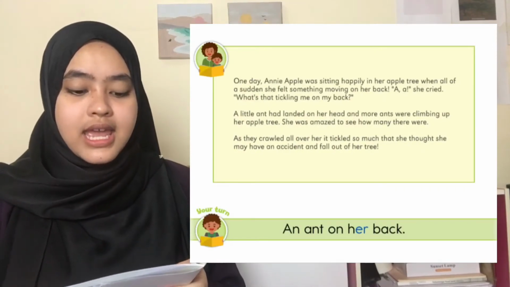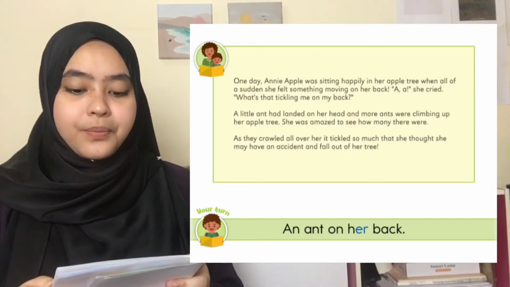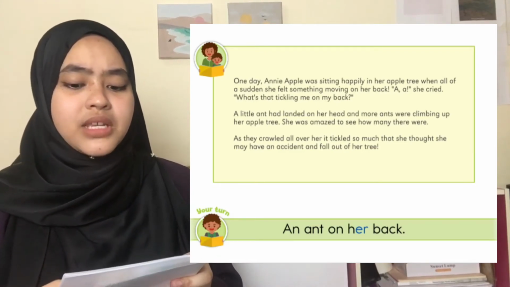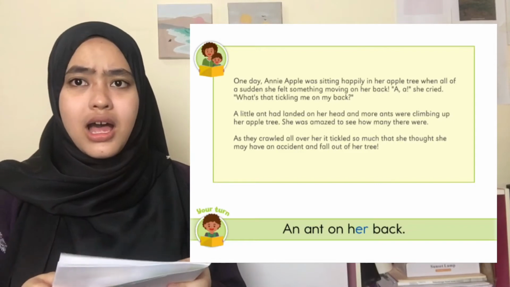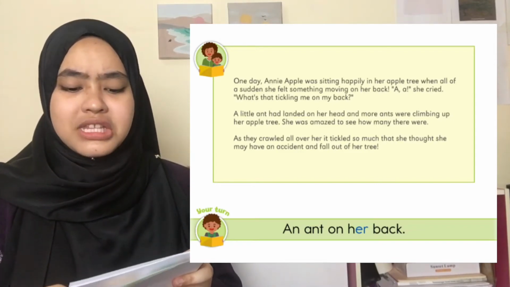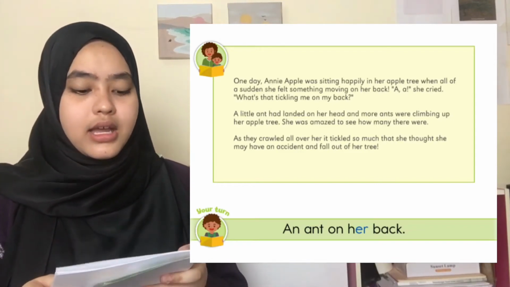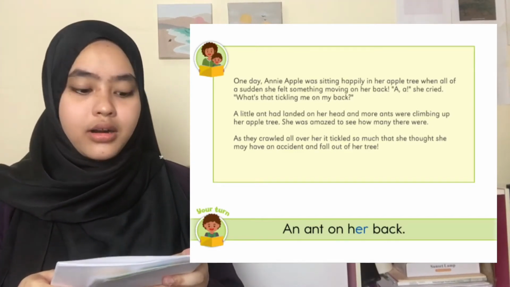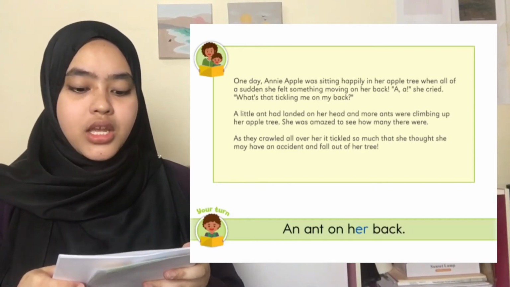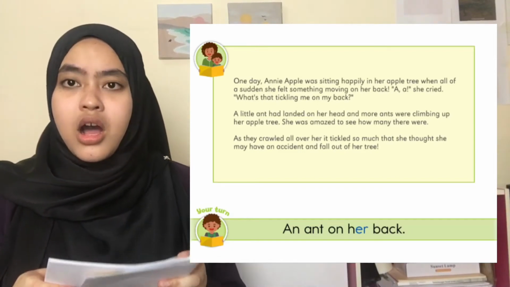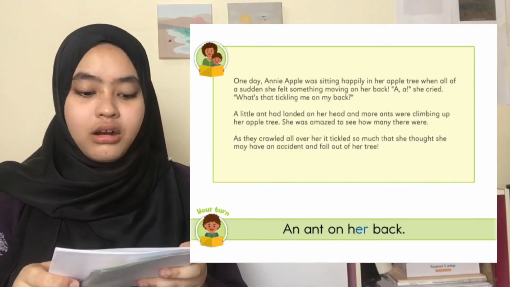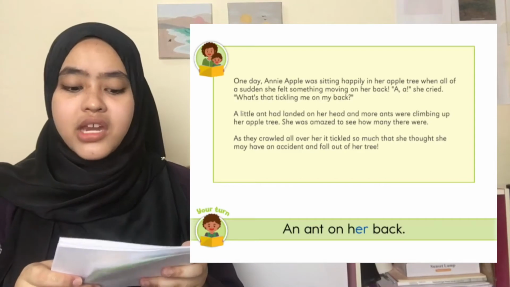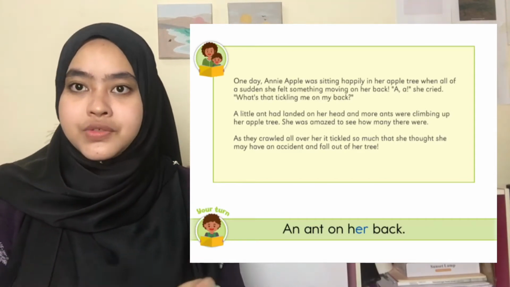One day, Annie Apple was sitting happily in her apple tree when all of a sudden she felt something moving on her back. "Ah, ah!" she cried. "What's that tickling me on my back?" A little ant had landed on her head, and more ants were climbing up her apple tree. She was amazed to see how many there were. As they crawled all over her, it tickled so much that she thought she may have an accident and fall out of her tree.